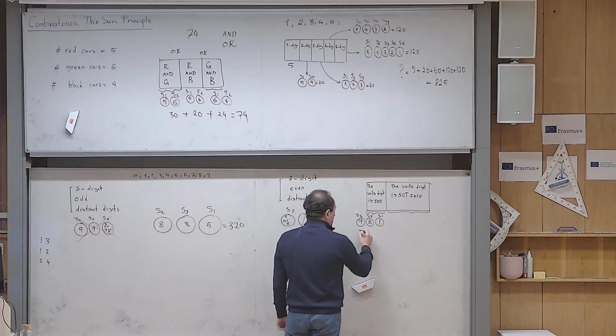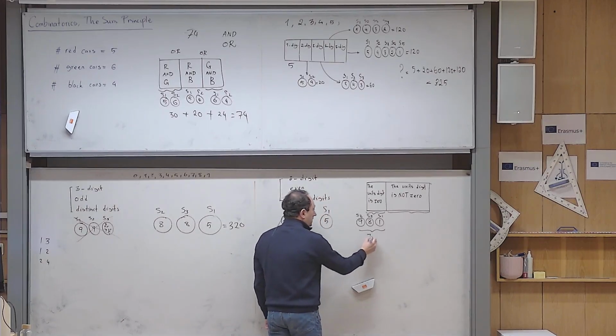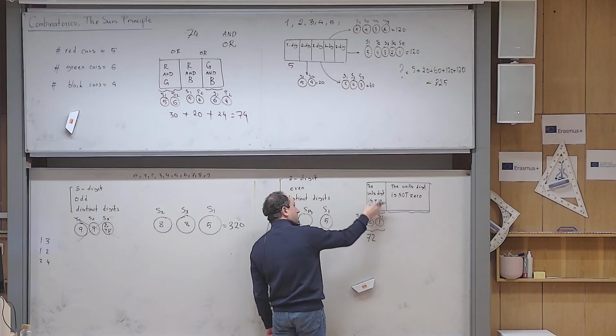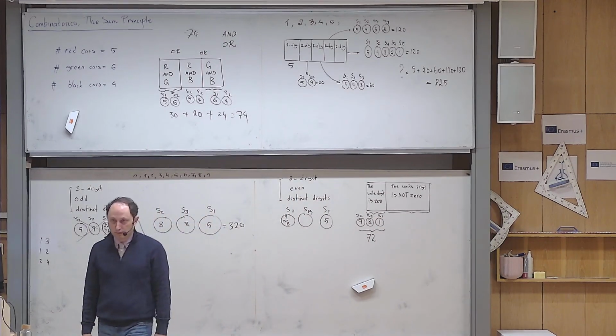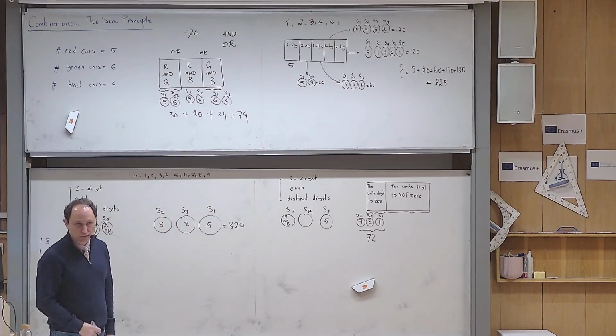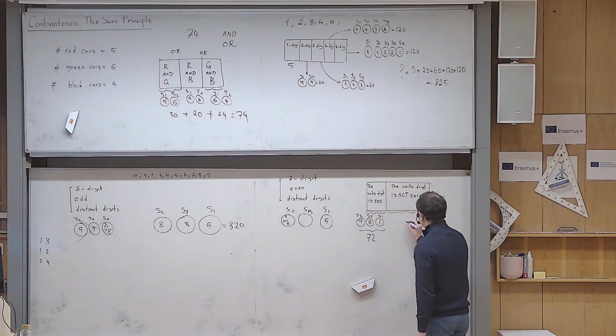So is the product principle applicable here? Yes, but it only gives you the number of elements in this partition. So there are 72 three-digit numbers with distinct digits ending with 0. Okay, but now here, I want to do this one.